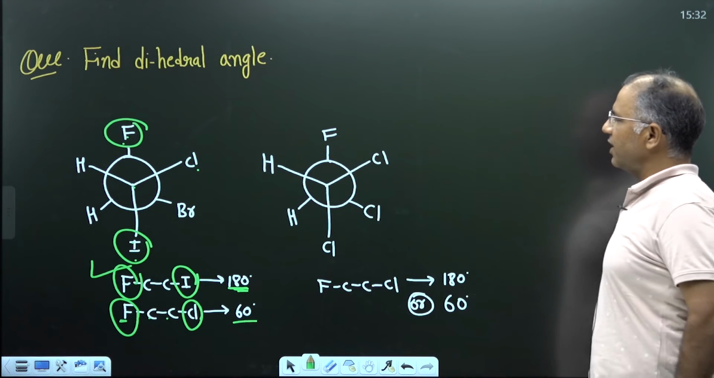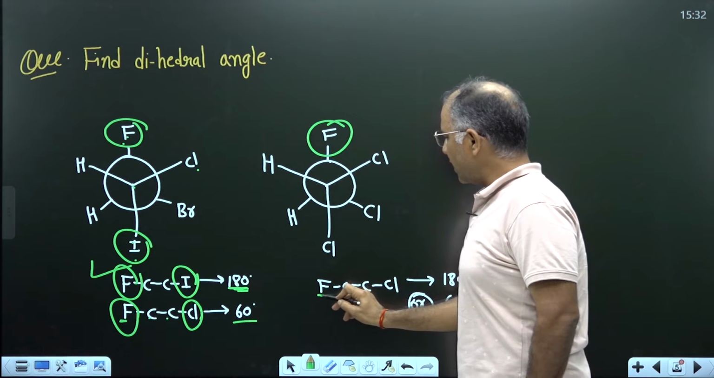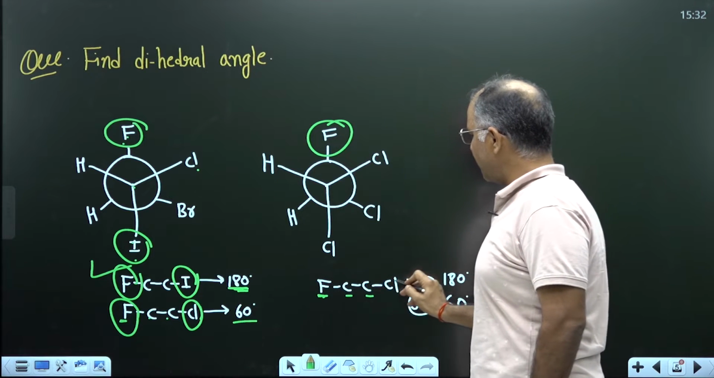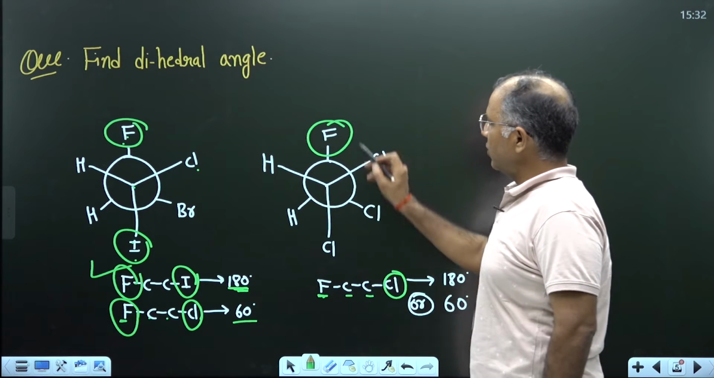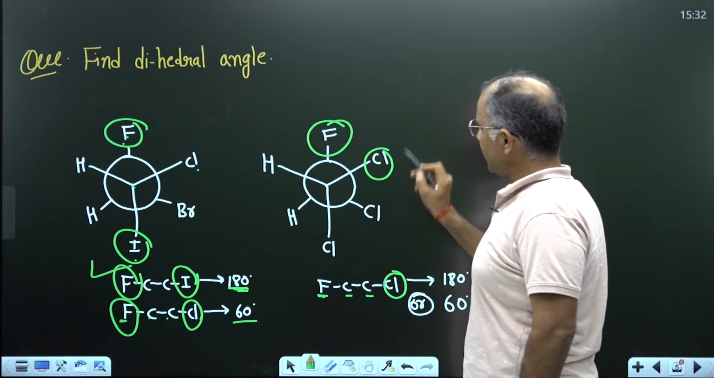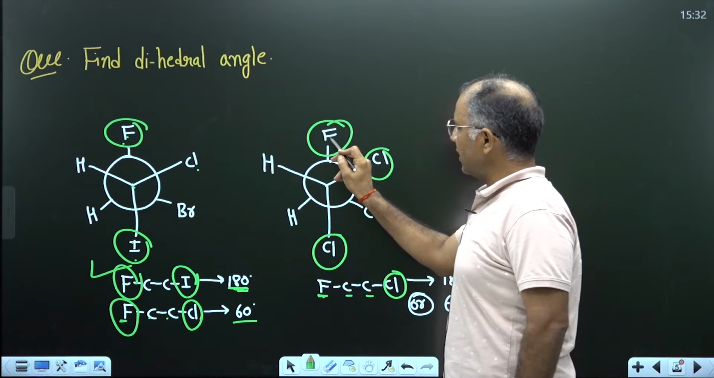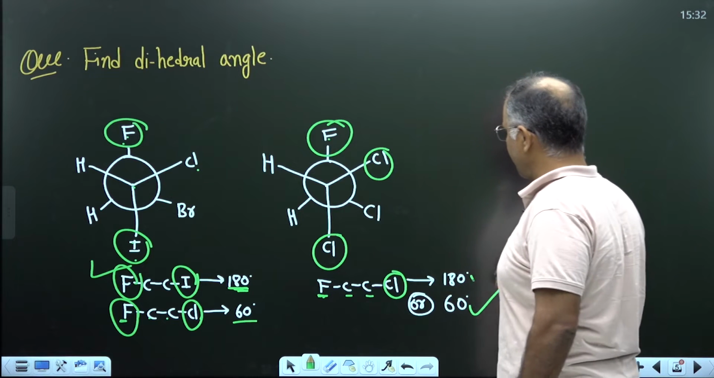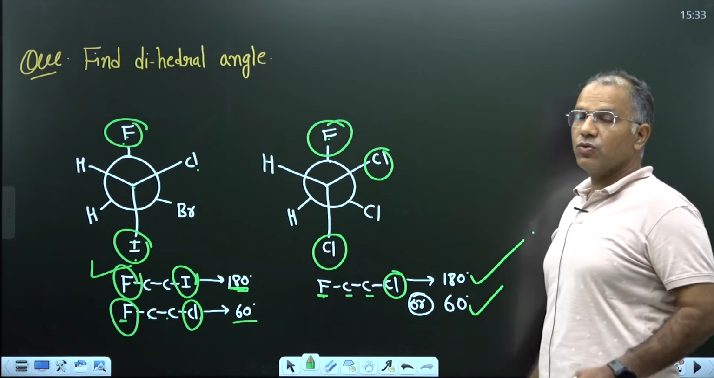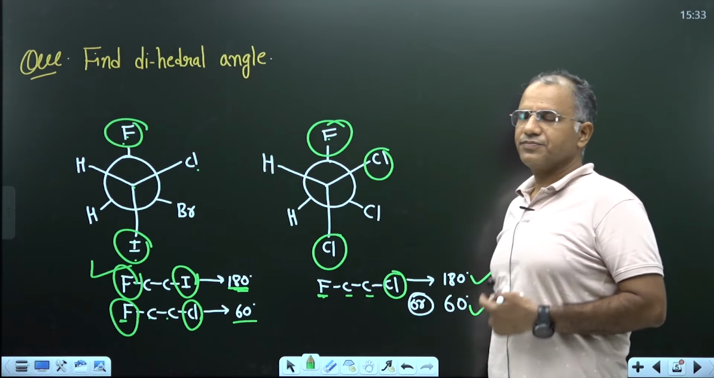Similarly, what is the dihedral angle in this case? This is F. We have to find the dihedral angle of F, carbon, carbon and chlorine. Got it? So this is fluorine, back side carbon, front side carbon and chlorine. This dihedral angle is 60 degree. And if I consider this other chlorine, then F-C-C-chlorine means it is 180 degree. This means there may be two dihedral angles. It depends upon the type of atoms.